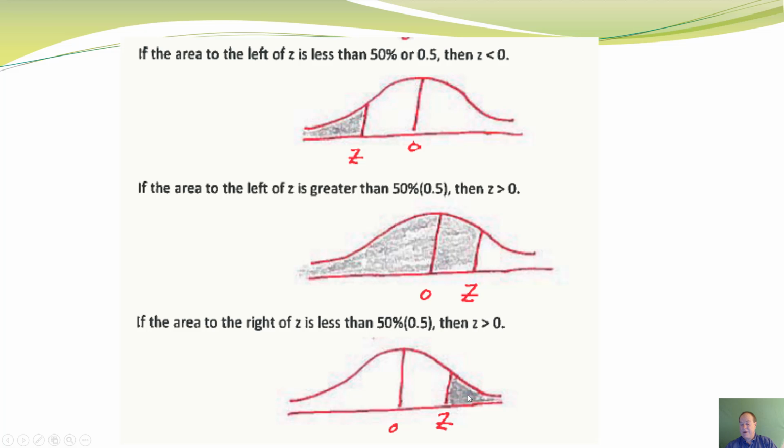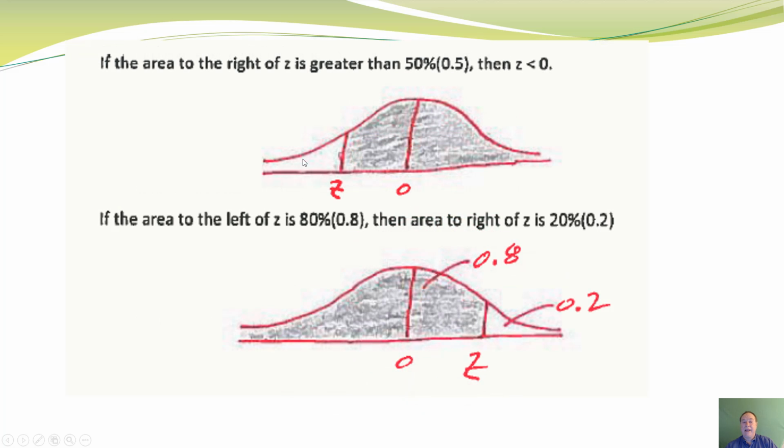Now let's go with if the area to the right of z is less than 50%. So here is z. This area over here is less than 50%. So remember, 50% is right here in the center. So if this is less, it's going to be positive side. And if it's greater than 50%, z is going to be on the negative side. So if this shaded region is greater than 50%, that puts us in the negative. Now, if the area to the left of z is 80%, then the area to the right of z is 20%. Because remember, it has to add up to 100% or 1. So if this shaded region to the left is 80%, the region to the right is 20%, 0.8 or 0.2.